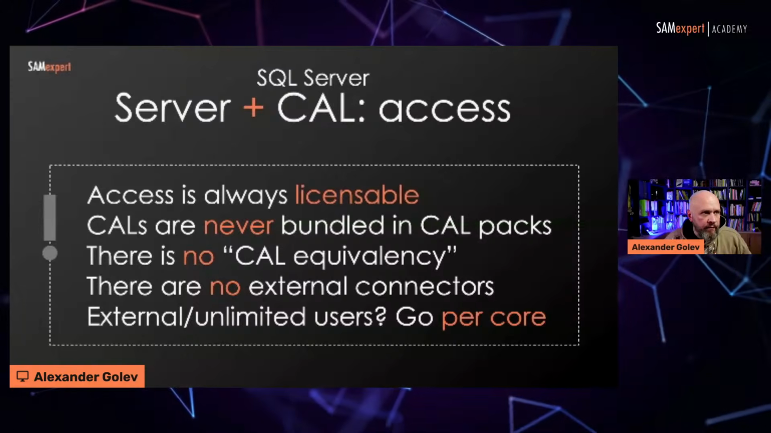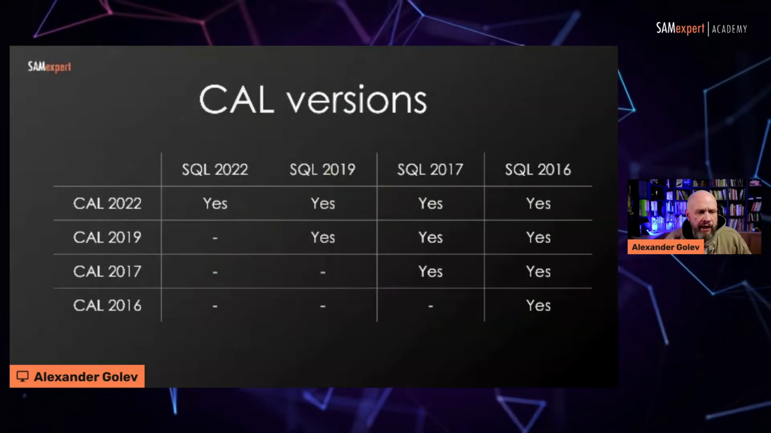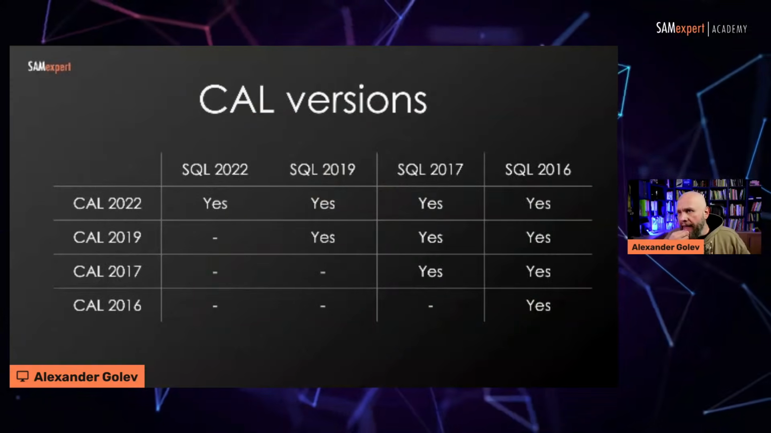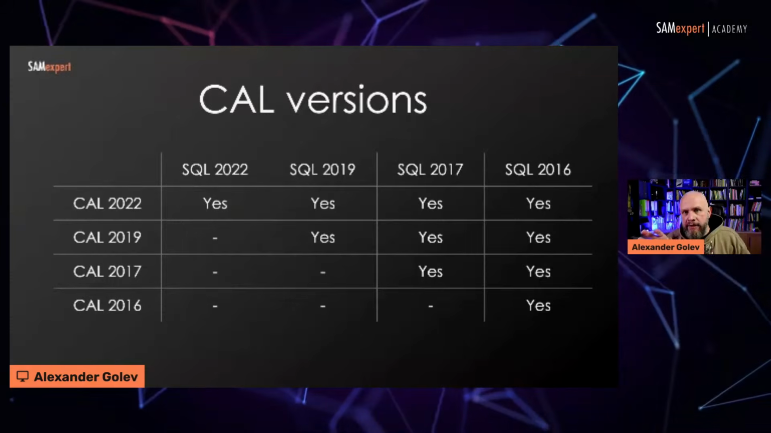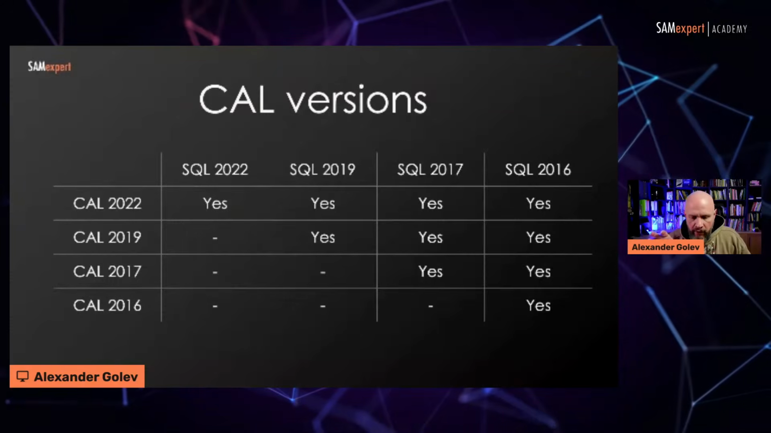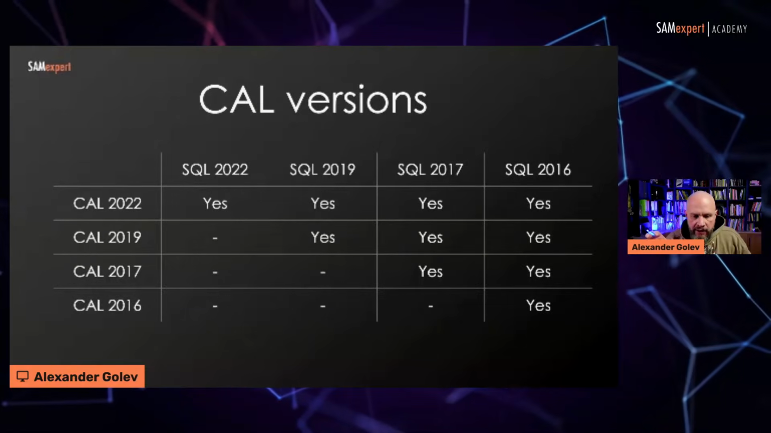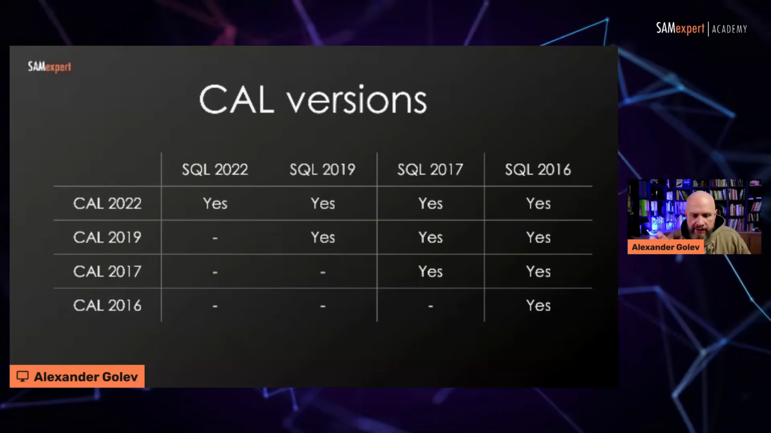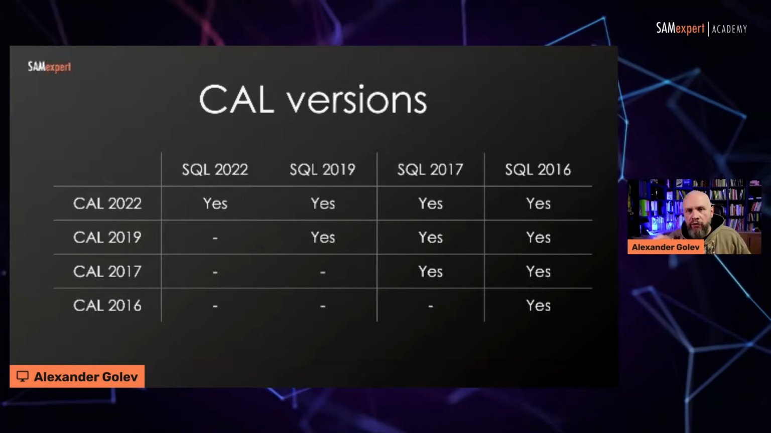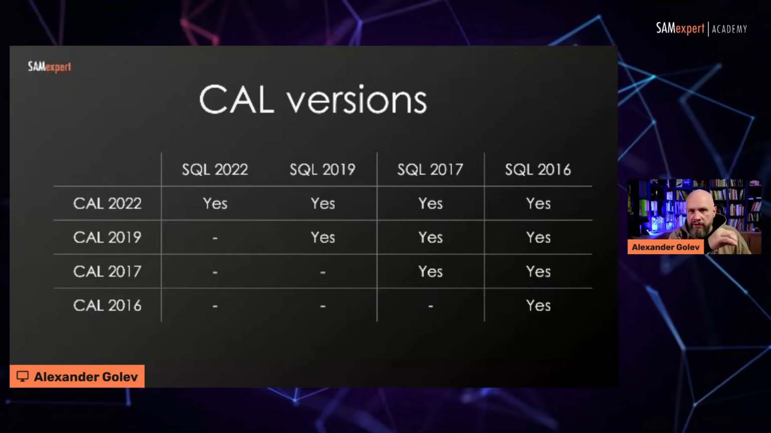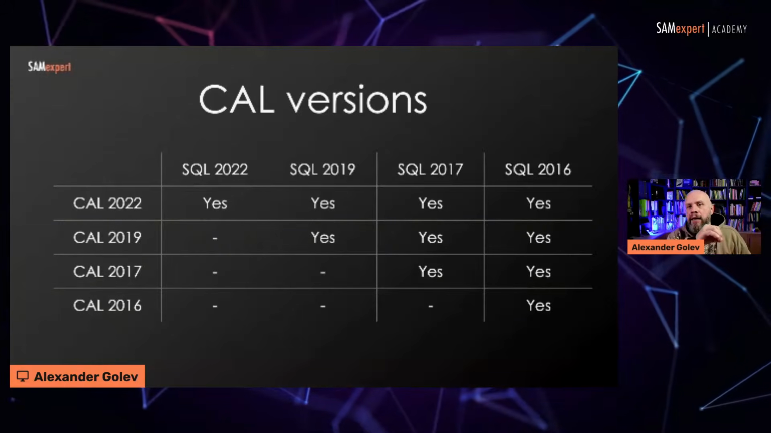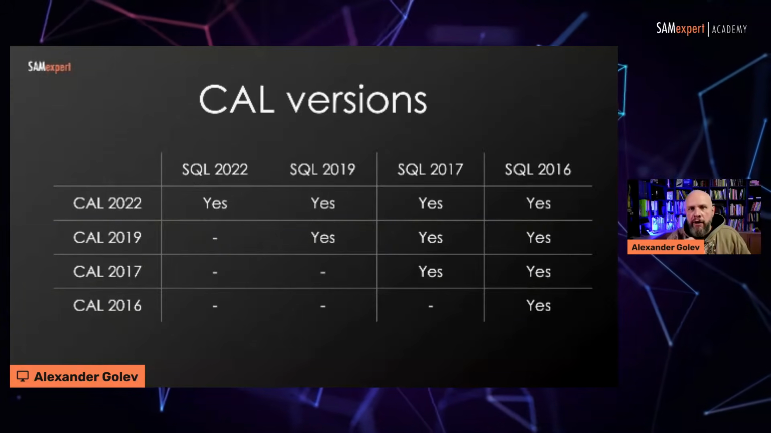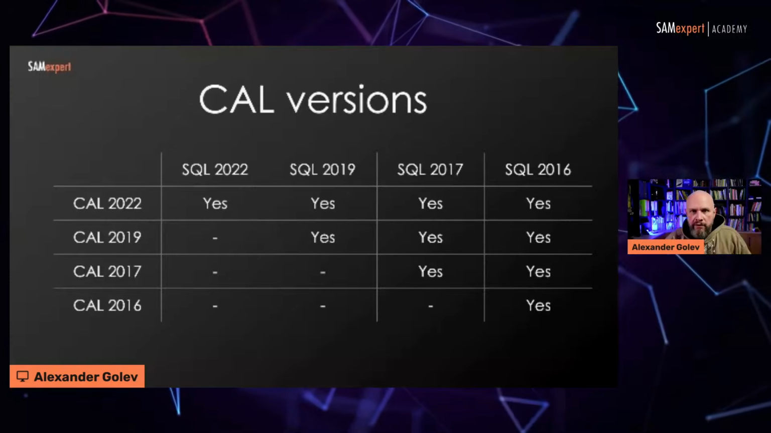Okay. What you also need to remember about CALs, and this is not on this slide, so please listen carefully, is that in many cases, if there's a licensing right or a feature that requires software assurance on the actual SQL Server license, on the instance license, most certainly it also requires software assurance on CALs.